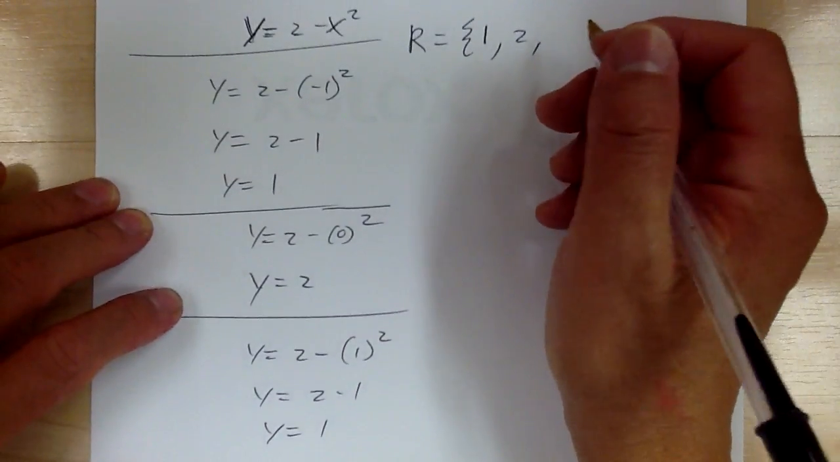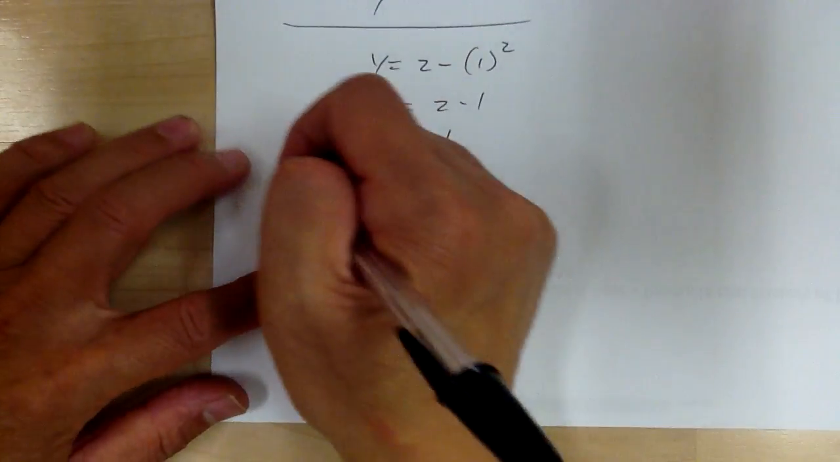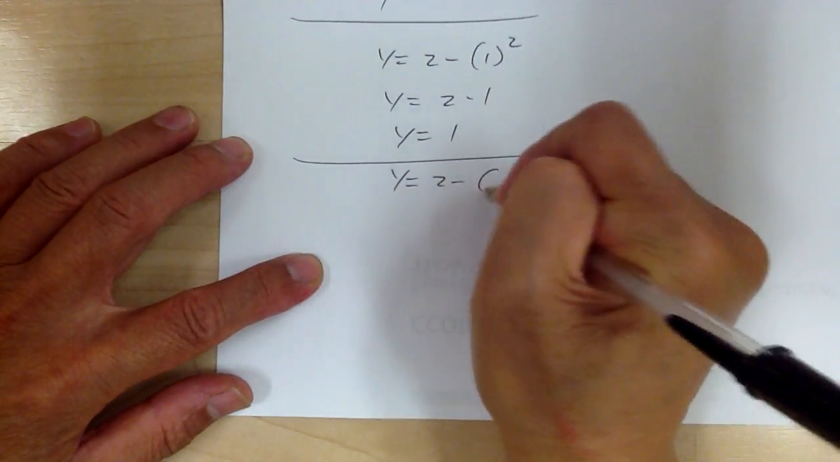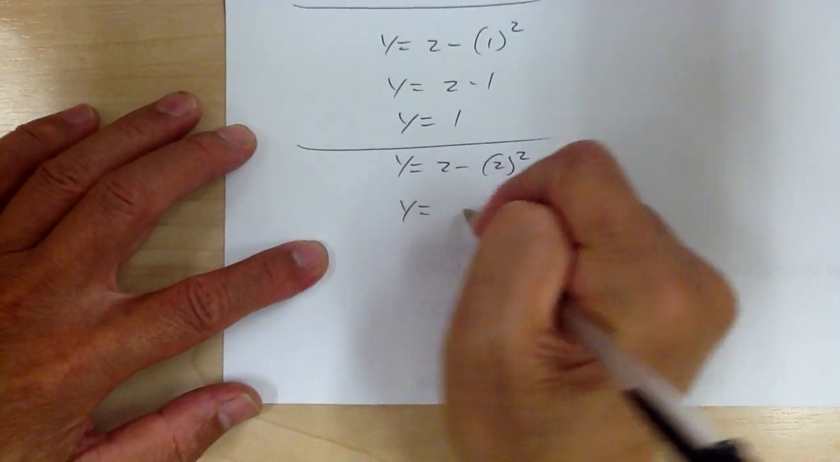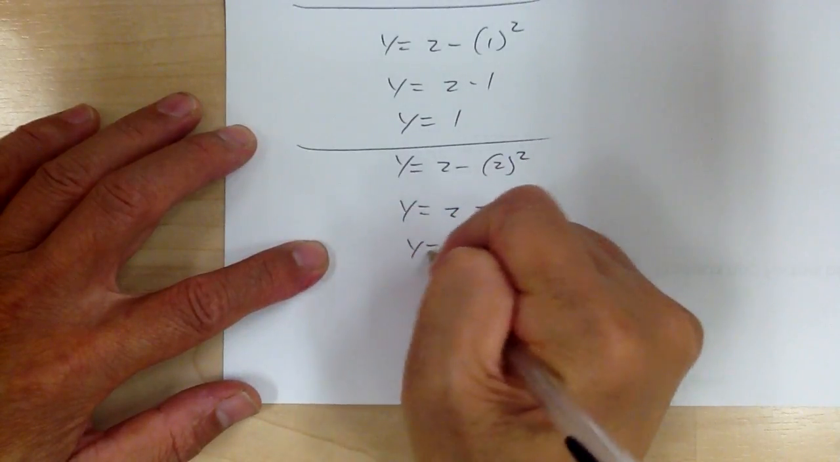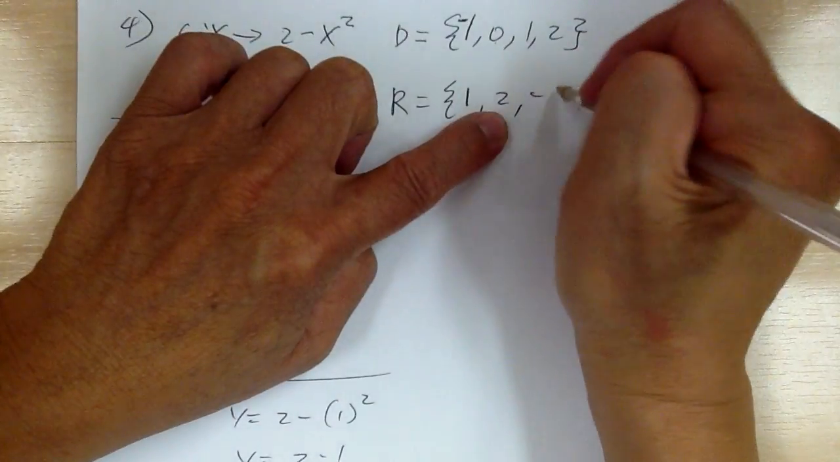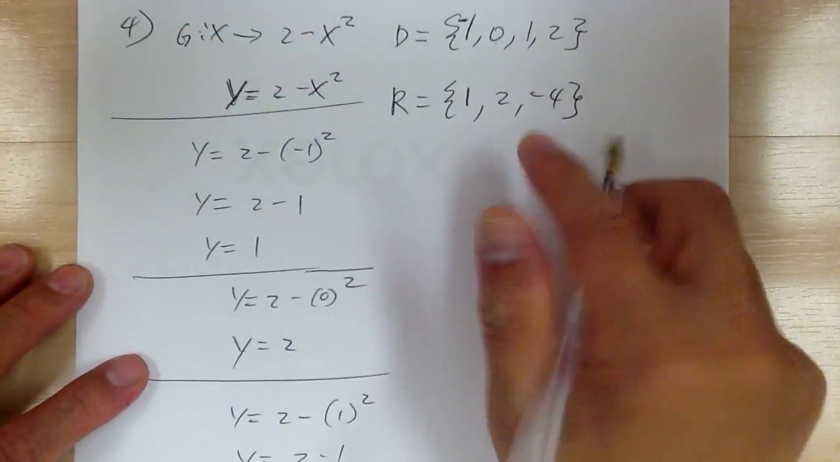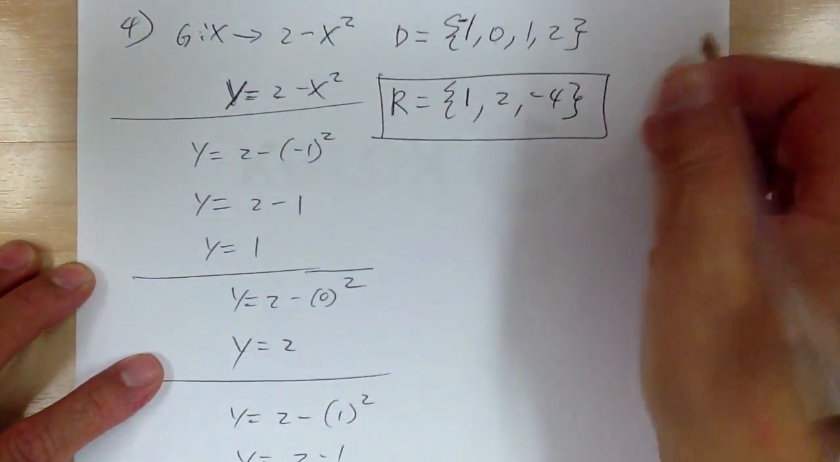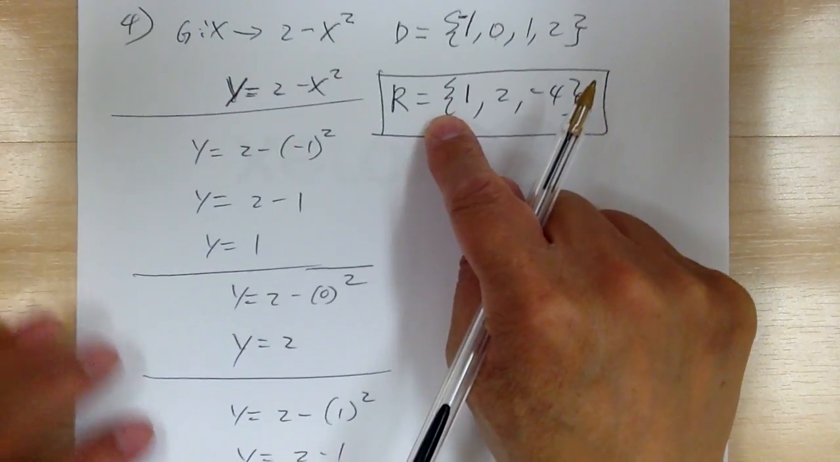Okay, and now let's go and do the 2. So y equal to 2 minus 2 squared. So y equal to 2 minus 4. So y equal to negative 2. Right? You can just substitute. Okay, and that's it. So that's your range. Again, range is your output or is your y.